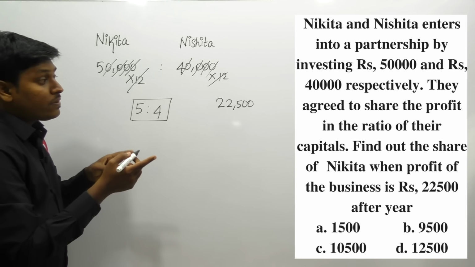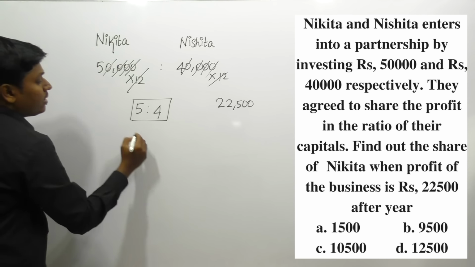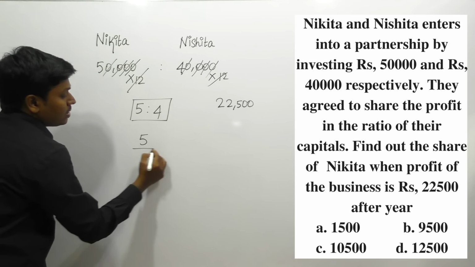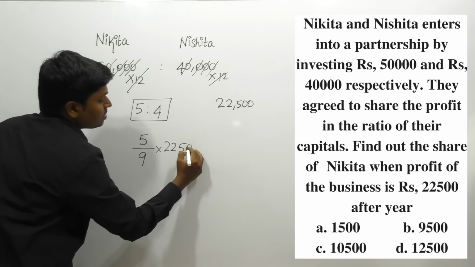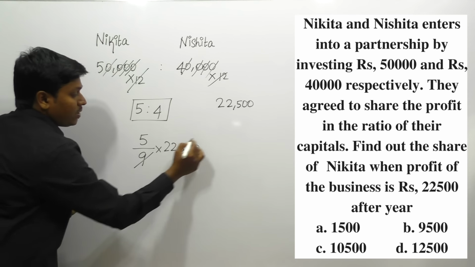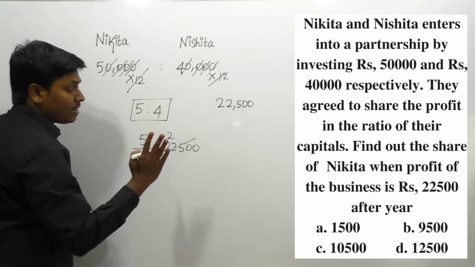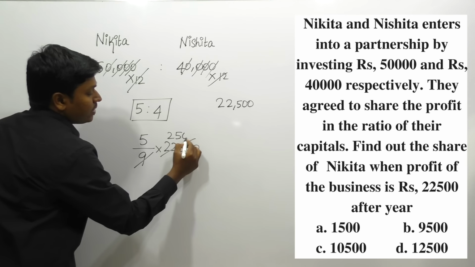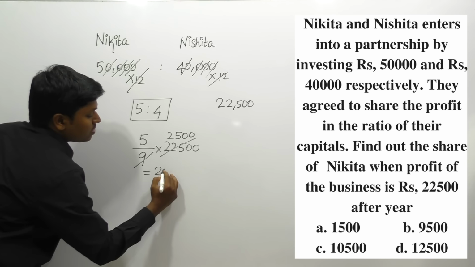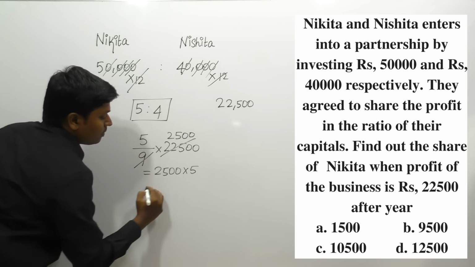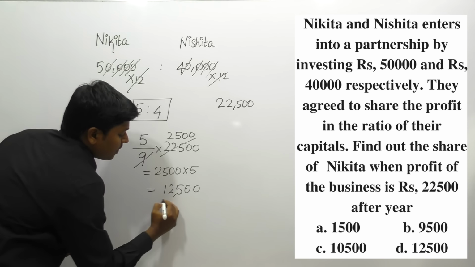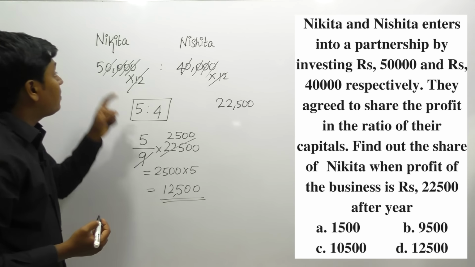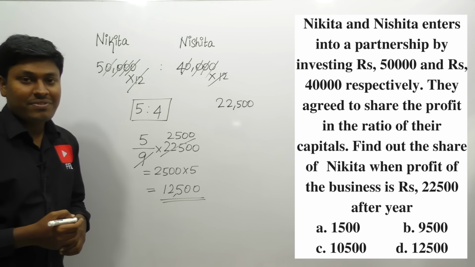But our target is to find the share for the person Nikita, right? So Nikita's ratio is 5, the total ratio is 9, into the profit, which is 22,500. Now we need to cancel this. 9 2s are 18, remainder 4, 45, so 9 5s are 45. So friends, 2,500 into 5 equals, 5 into 25 will be 125, 0. So finally we can say that the share for the person Nikita will be 12,500.